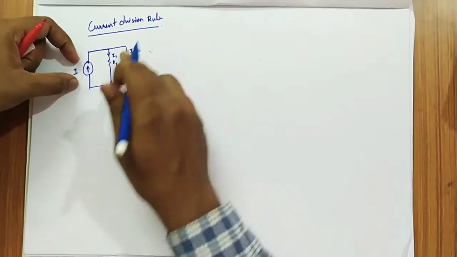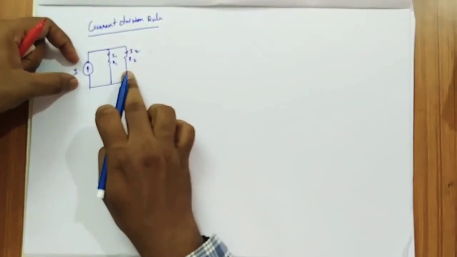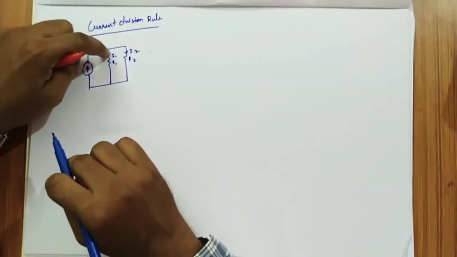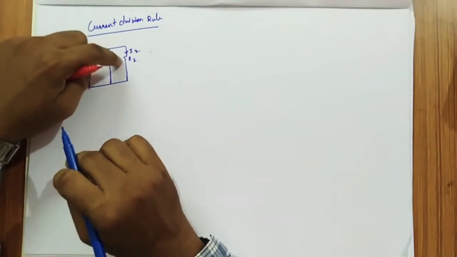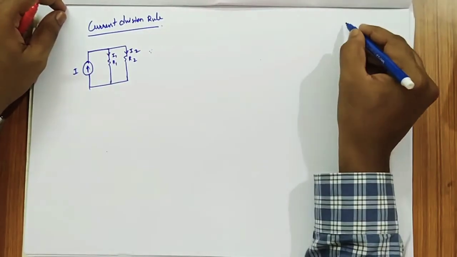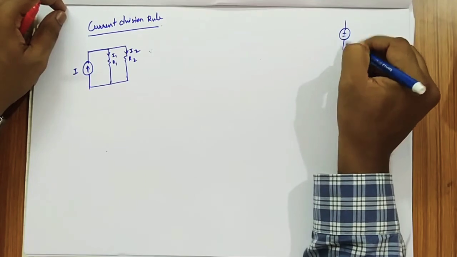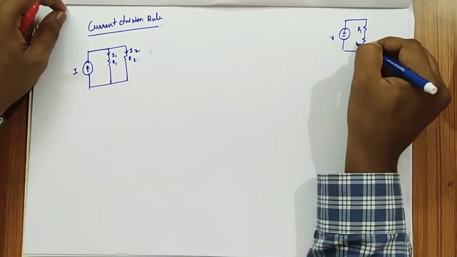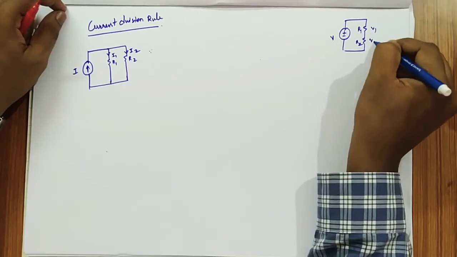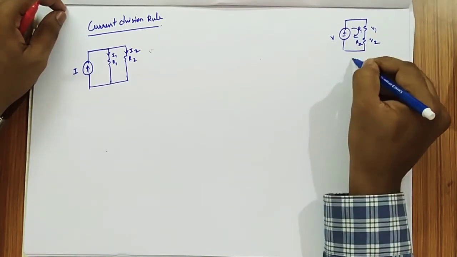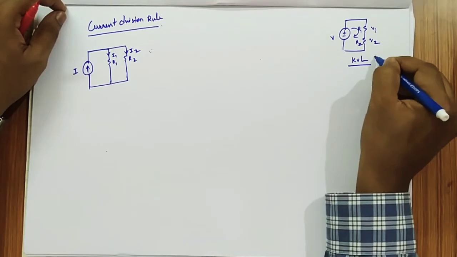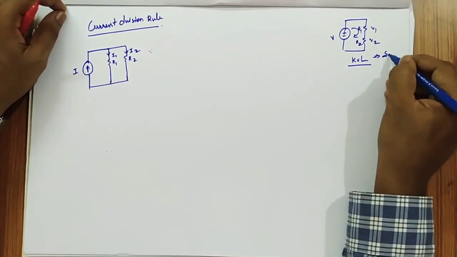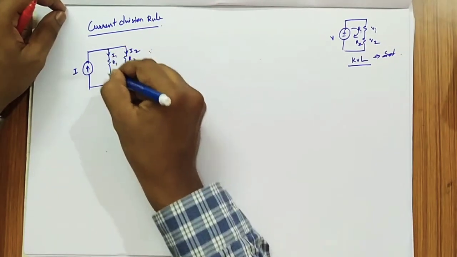So the two resistors are connected in parallel, so the supply current will divide into the two resistances. Similarly, the voltage division rule taught us that the supply voltage is divided into V1 plus V2. So ultimately here KVL is satisfying, and here KCL is satisfying.